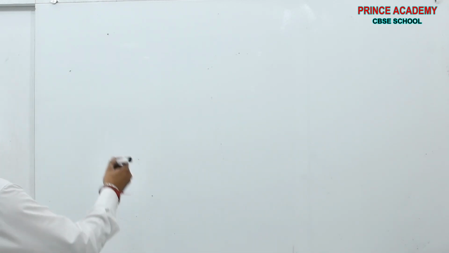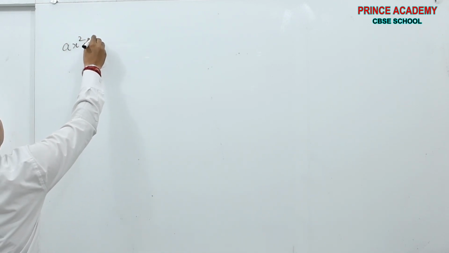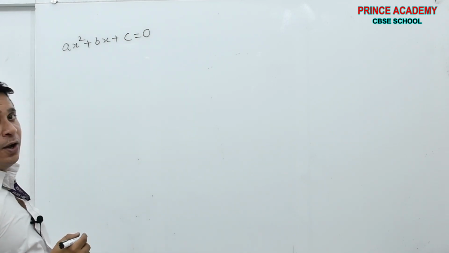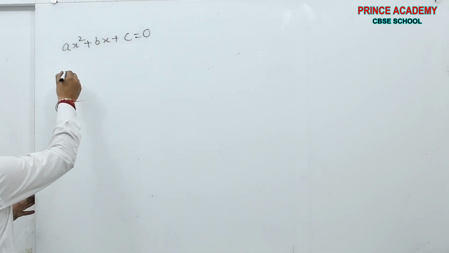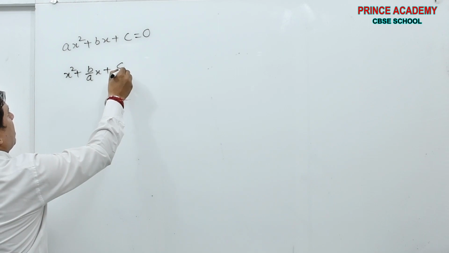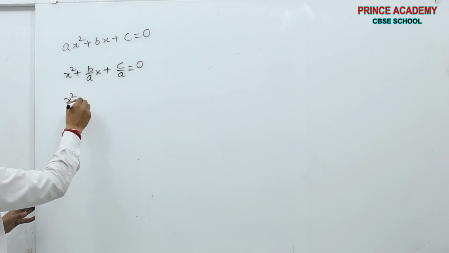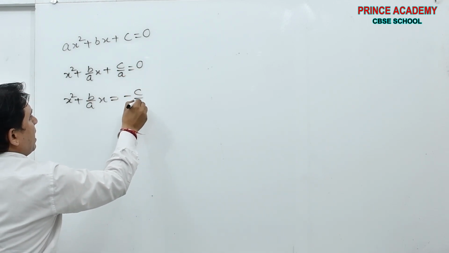But this time we will derive the formula. ax square plus bx plus c is equal to 0. First step, make the coefficient of x square unity. Make it x square plus b by a x plus c by a is equal to 0. Next step, shift the constant towards the right: x square plus b by a x is equal to minus c by a.